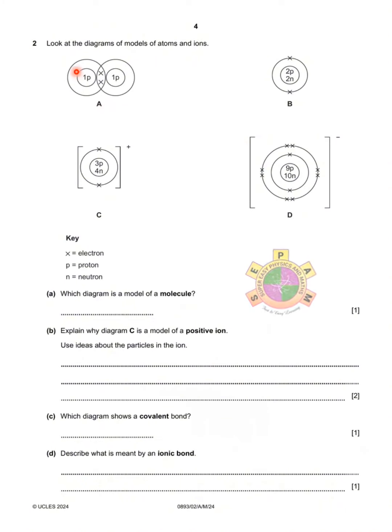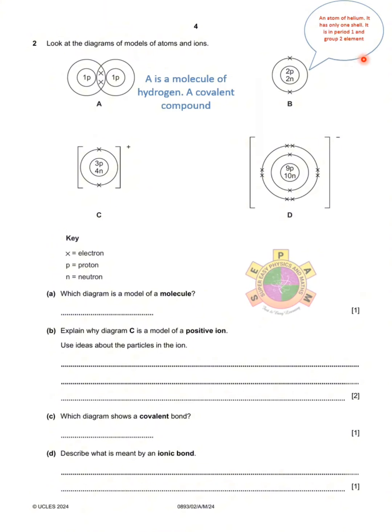Question 2. Look at the diagram of the model of atoms and ions. If you look at A, this is a covalent bond between two atoms. A is a molecule of hydrogen, a covalent bond, so they are sharing one electron here. B is an atom of helium, and it has 2 protons and 2 neutrons. So you can see there.